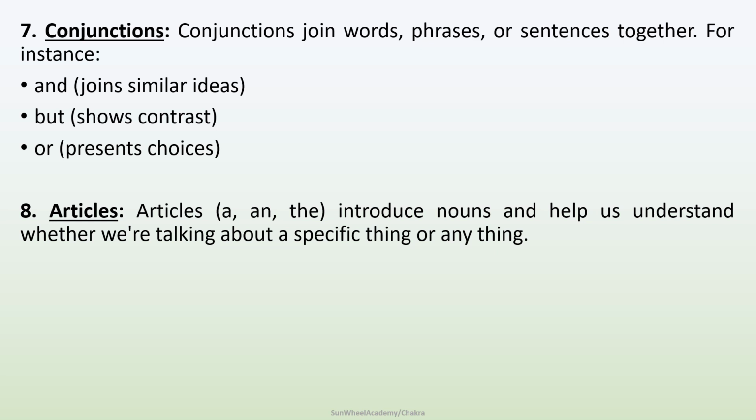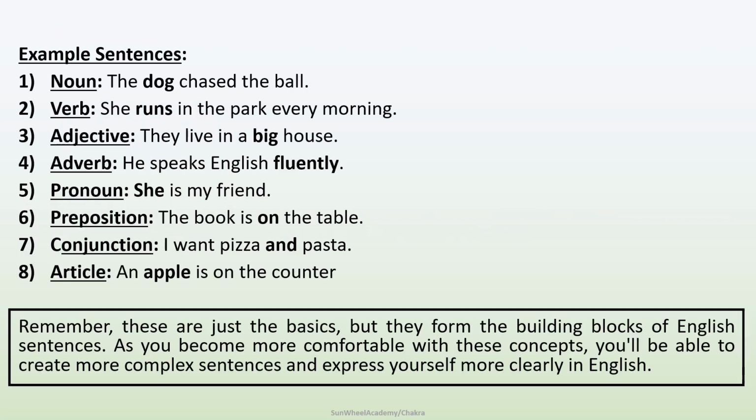7. Conjunctions. Conjunctions join words, phrases, or sentences together. For instance, "and" joins similar ideas, "but" shows contrast, or presents choices. 8. Articles. Articles, a, an, the, introduce nouns and help us understand whether we're talking about a specific thing or anything. Example sentences. Noun: the dog chased the ball.